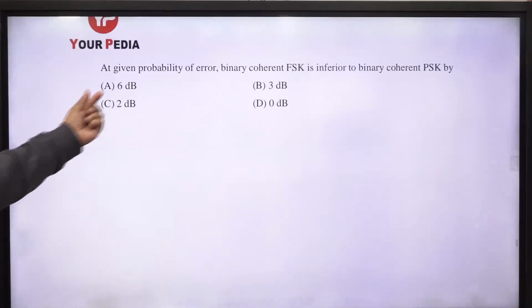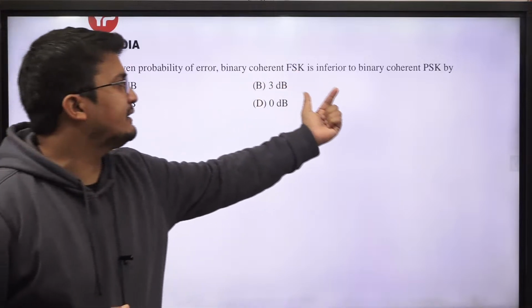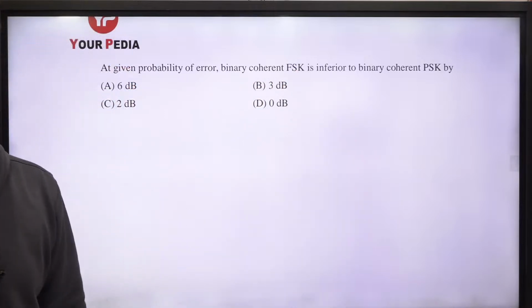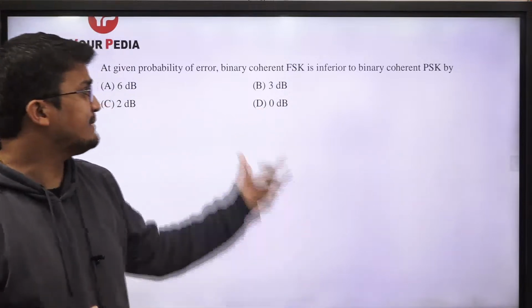Guys, again, take the next question. It's again from communication. Tell me the answer for this. At a given probability of error, the binary coherent FSK is inferior to binary coherent PSK by what amount? Tell me. It's a straightforward question. All of you can answer. And you may expect this kind of question.